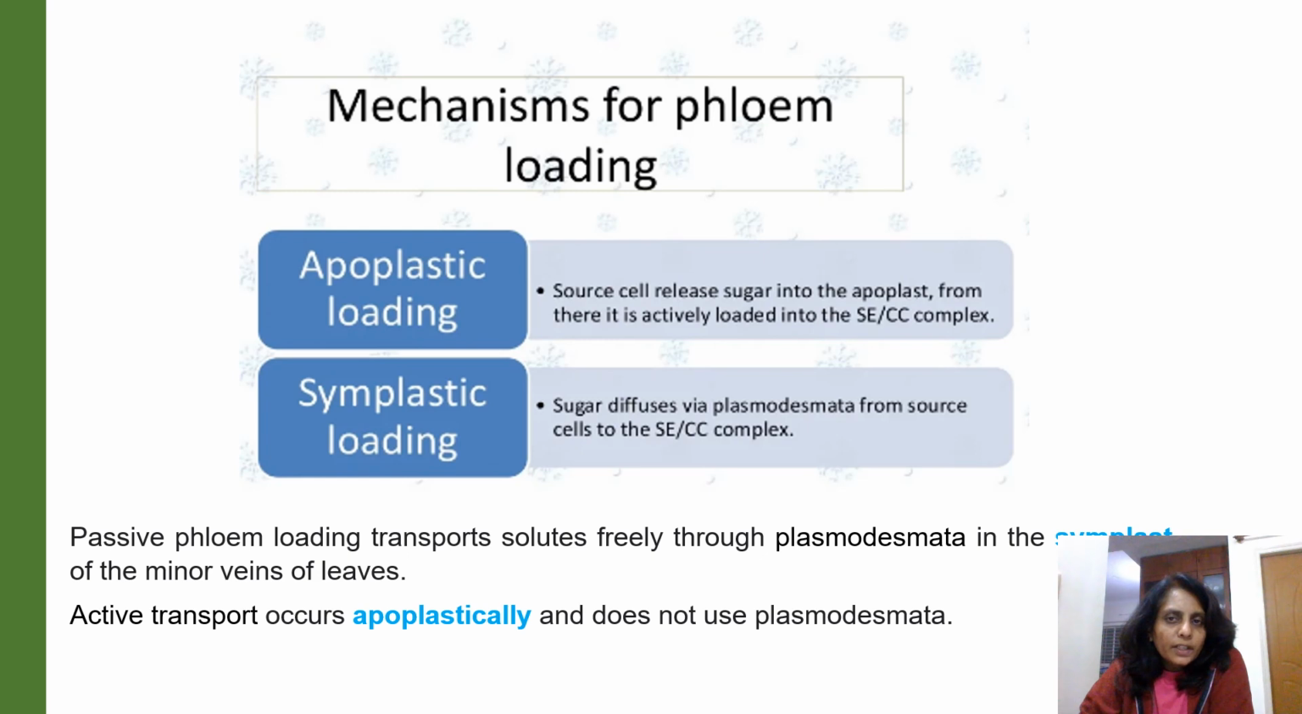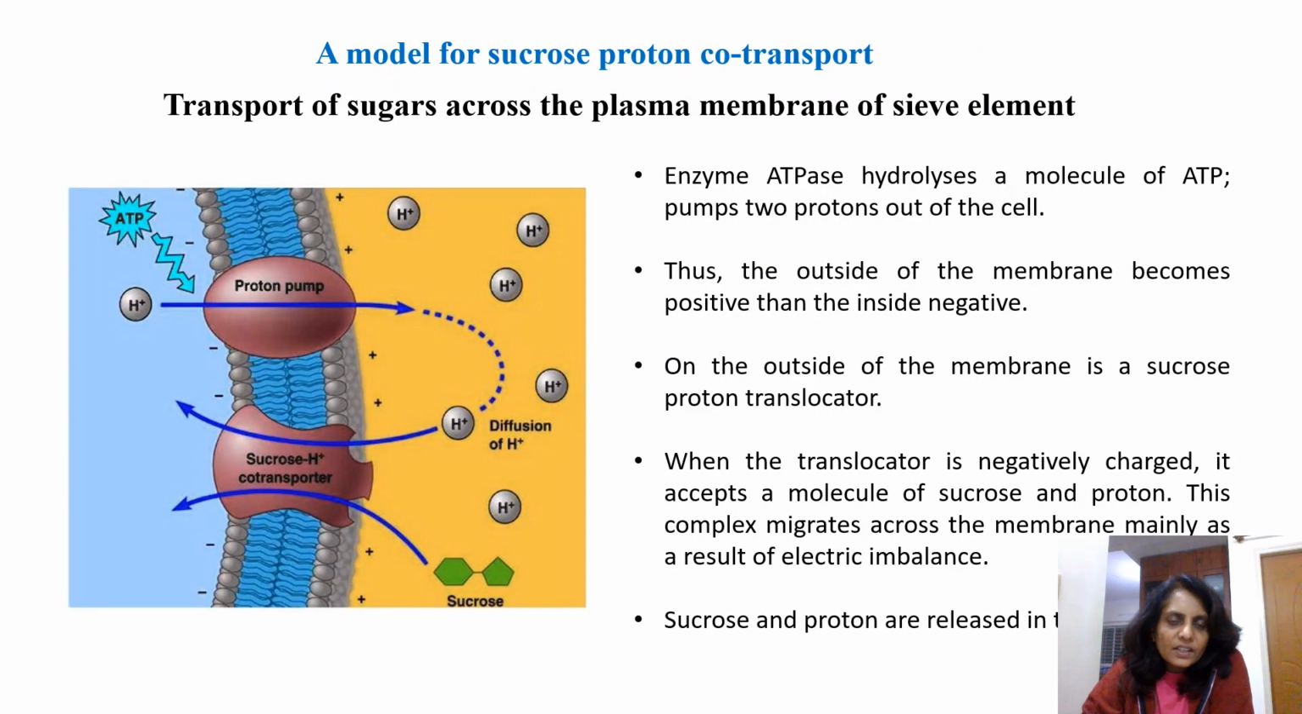The phloem loading mechanism occurs in two ways. One, through the apoplast, that is, through the cell walls. They are loaded into the companion cells and then into the sieve element, or through the symplast, that is, through the plasmodesmatal connections. Here we can study a model for the sucrose proton co-transport, that is, how sugars are transported across the plasma membrane of the sieve element.